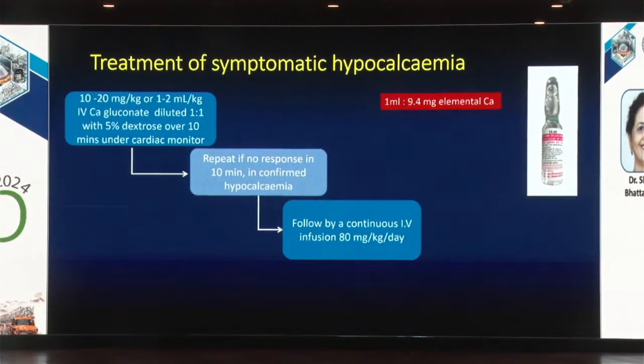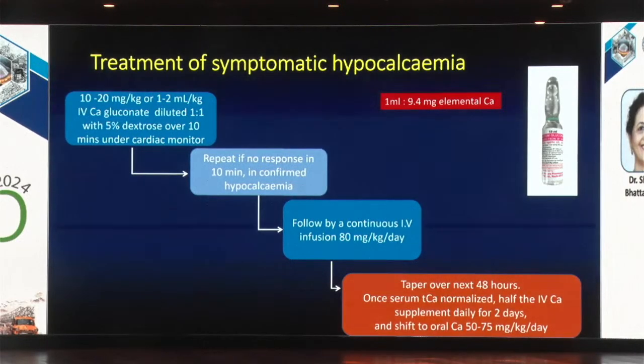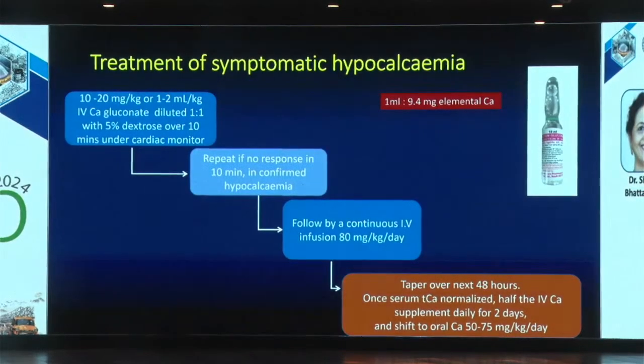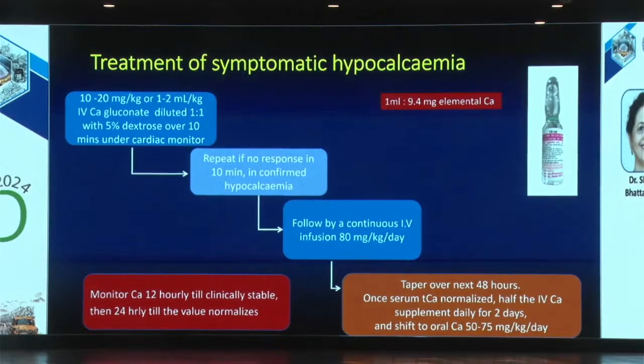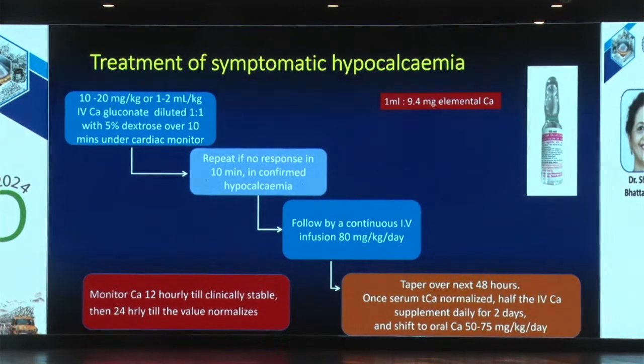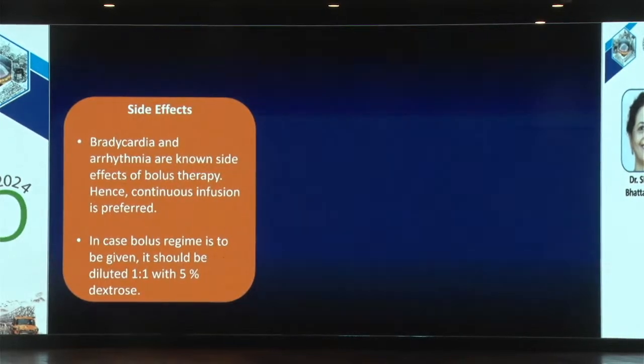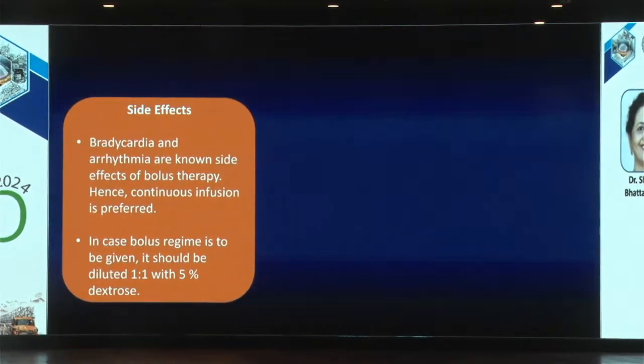Repeat it, and if the symptoms are better, you can continue and reduce the infusion rate. If it is not improved, you will have to continue the same. Then over the next 48 hours, you can taper it, reduce it by 50%, and then change over to oral medications. Monitor every day and make sure it is getting better. As I said, if you are giving bolus, you can develop bradycardia and arrhythmia, so always give it as an infusion.